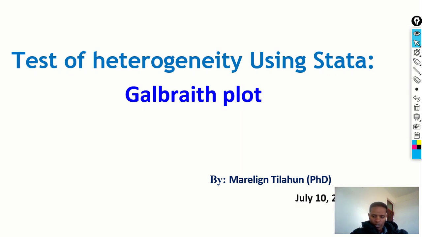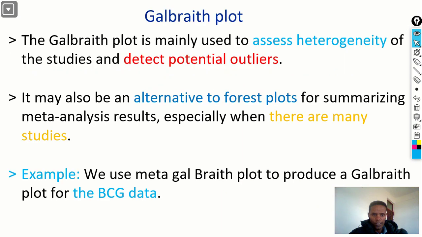So the first and most important way of testing heterogeneity is by the use of a Galbraith plot. Let's see how to do this Galbraith plot in order to test whether there is heterogeneity between the included studies for our meta-analysis research, using a software which is Stata.